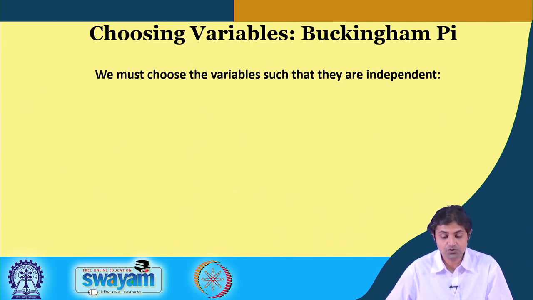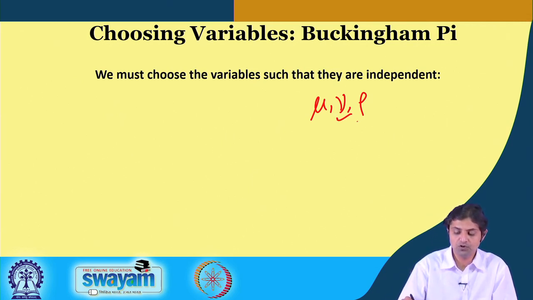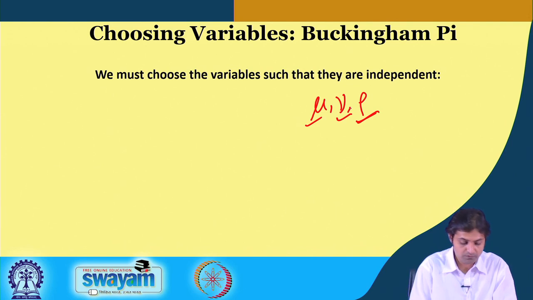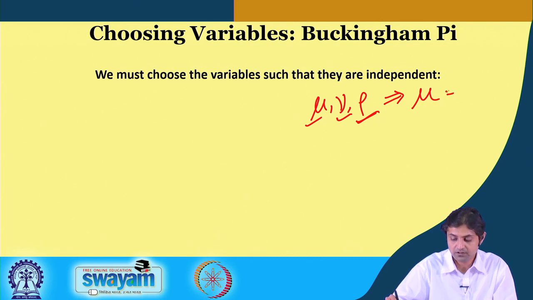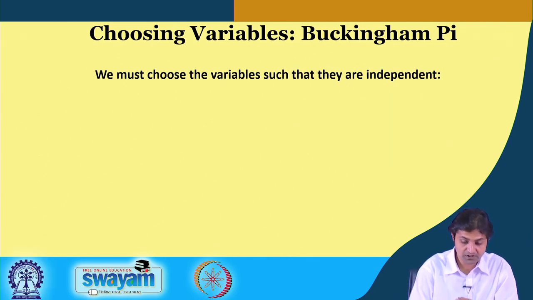As I said, we must choose the variables such that they are independent. There is no point in choosing all three, mu, nu and rho. We should not be choosing all three of them. We can either choose nu and rho, or mu and rho, or even in some cases mu and nu, but not mu, nu and rho together. Why am I saying this? Because these are not independent: mu is equal to rho into nu. This is the formula, right? Because of this relationship, all three of them are not independent.